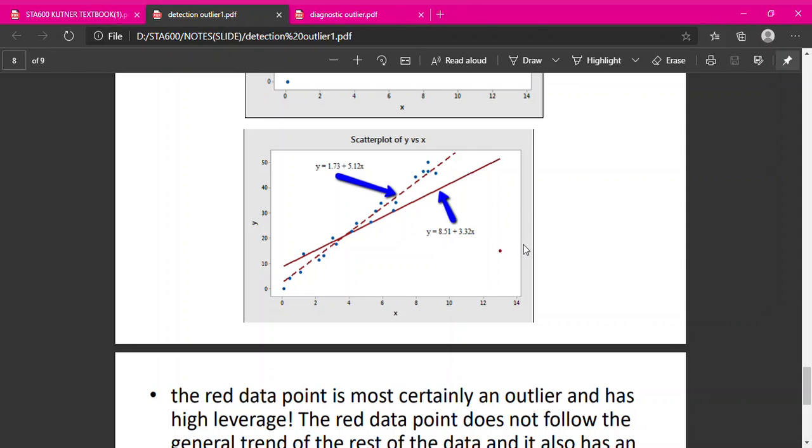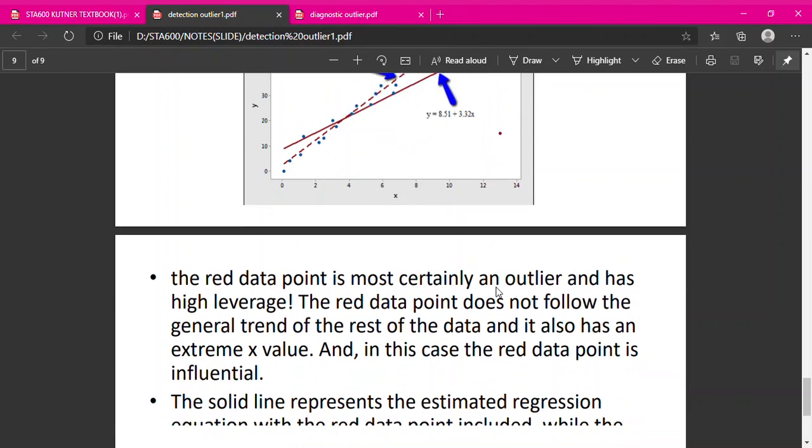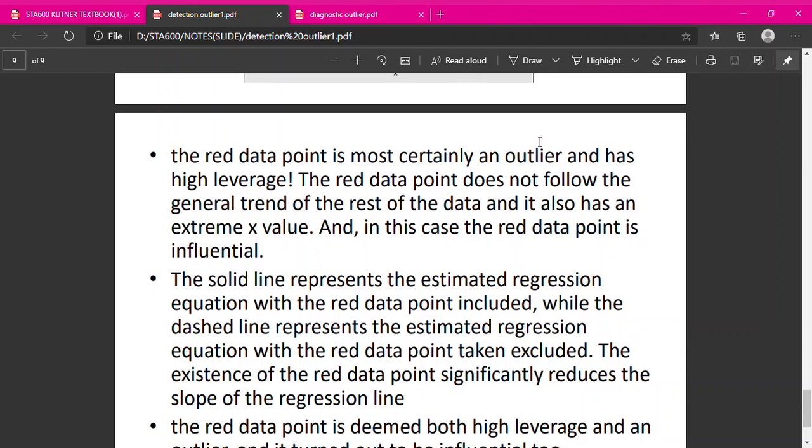So before kita run the analysis, kena clean the data first, check dulu untuk outlier. Okay, so yang tadi, explanation yang tadi, the red data point is most certainly an outlier and has the high leverage because the red data point does not follow the trend, and it also has an extreme in X values. And in this case, the red data point is influential.